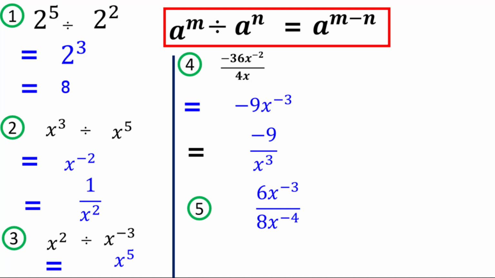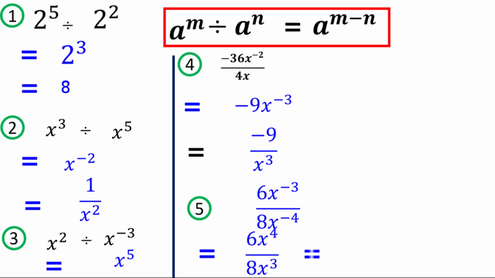But if we have 6x raised to the power negative 3 over 8x raised to the power negative 4, we will simplify the fraction. 6 over 8 dividing by 2, it will be here 3 over 4, and we can move x raised to the power negative 4 up to be x raised to the power 4, and move x raised to the power negative 3 to be x cubed down with positive power. So we can write it here 6x raised to the power 4 over 8x cubed.